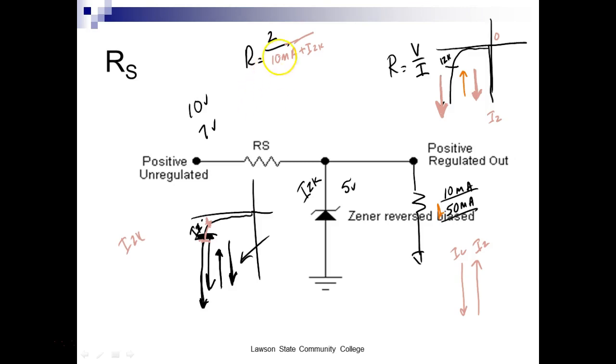So what size R are we going to use? R is going to be equal to 2 divided by 10 milli plus what? What's IZK for this one? 1 milliamp? Okay. So I'm going to add 1 milli for that. So the size of my resistor, RS, would be equal to 2 divided by 11 milli.